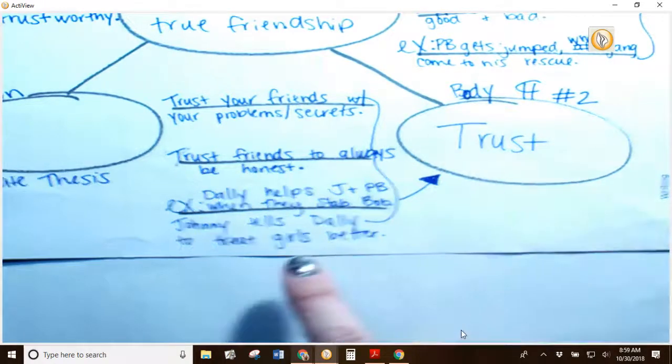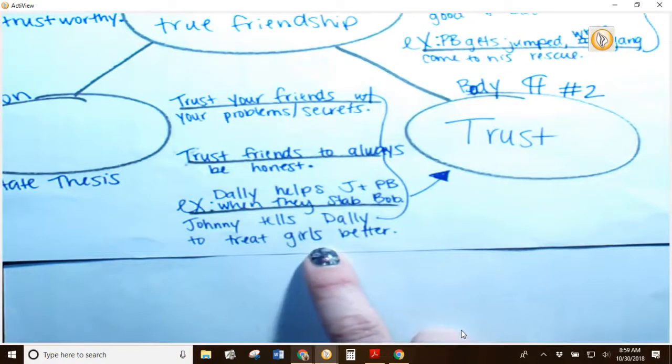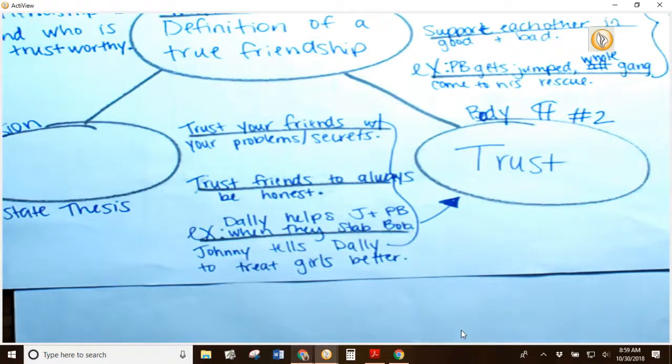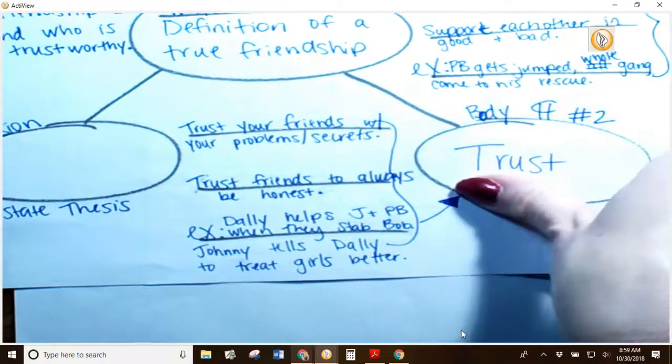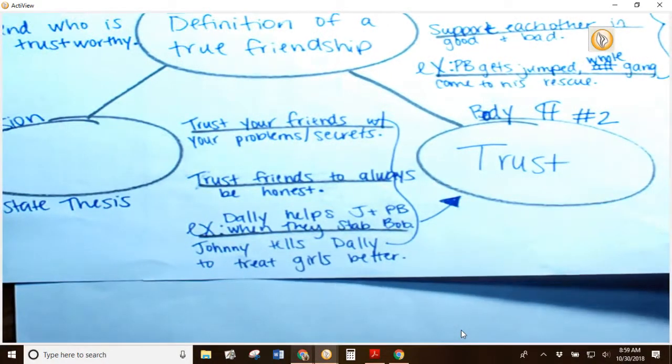Okay, or the part where Johnny tells Dally that he's being a jerk and treating the girls badly at the movie theater, and he tells him off. Okay, so they're good friends, but you should be able to trust your friends that they'll always be honest with you and that you won't get mad about it. Okay, so those are 2 different examples that you can choose from. Either one of those would be fine. Okay, so let's go back to our paragraph outline.